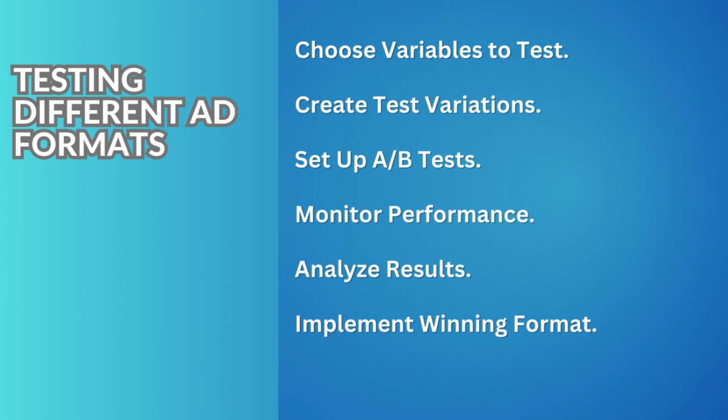Create test variations. Develop ad variations for each format, ensuring they have consistent messaging and creative elements. Set up A/B tests. Utilize Facebook Ads Manager's experimentation tool to create A/B tests, assigning test groups and specifying the test duration. Monitor performance. Track key performance indicators, KPIs, such as click-through rates, conversion rates, and cost per acquisition to compare the effectiveness of each ad format.